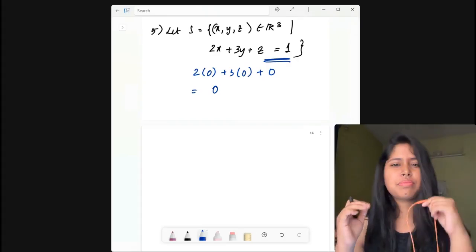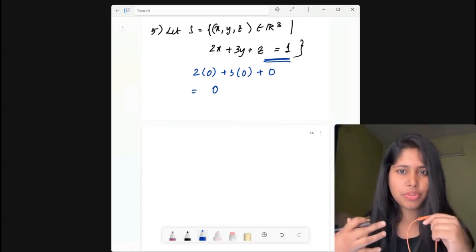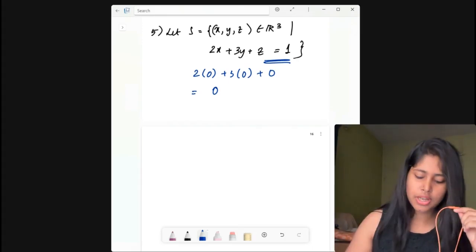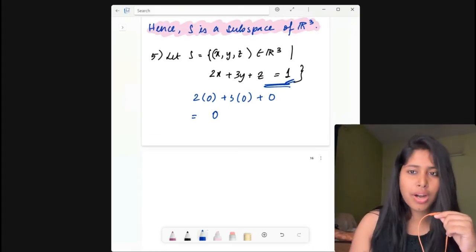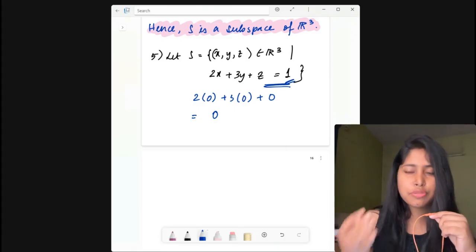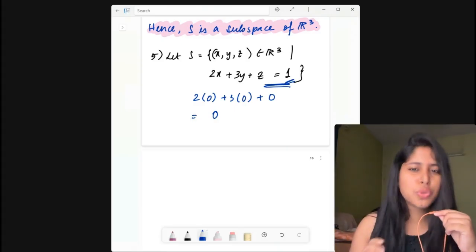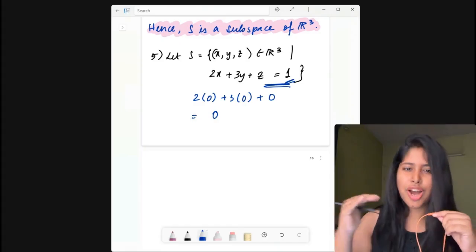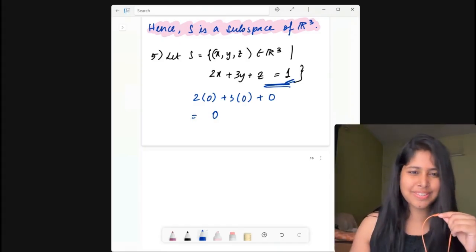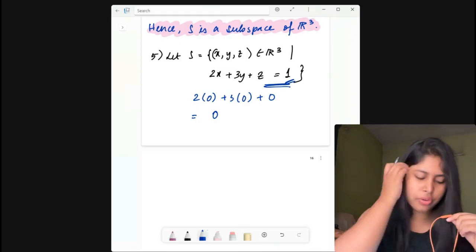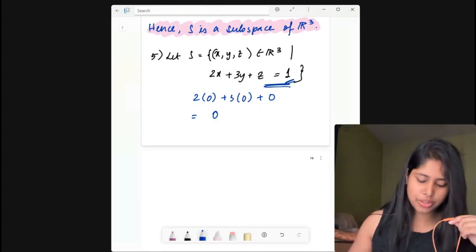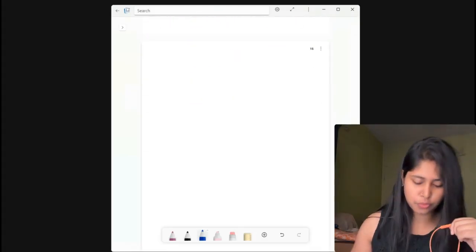Now the quick tip I was about to tell: if the equation equals a non-zero constant, like 1 as I've given here, or like 5, it's usually not a subspace. Usually. You have to check further also, but for our level, this is not a subspace. So how will you write this kind of question in the exam? Let me give the proper solution for this kind of question.